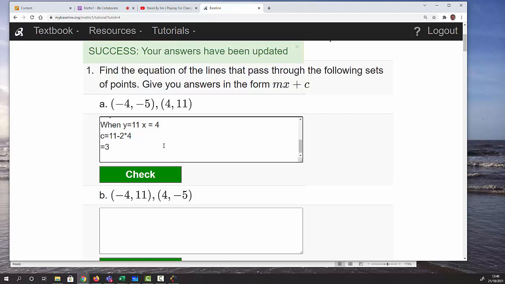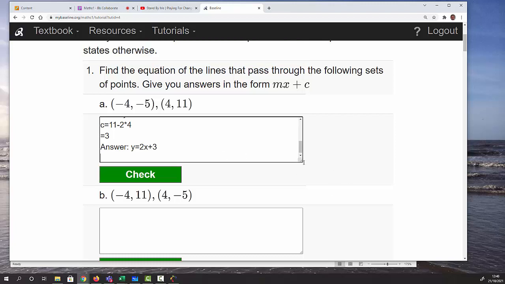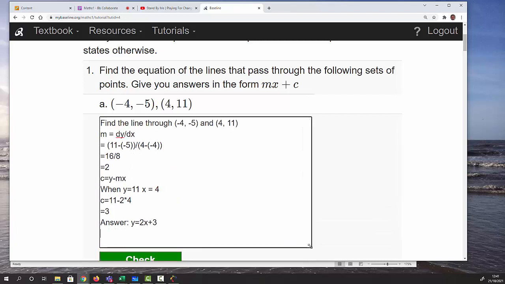At this point you can just go straight for the answer if you want. You can do a sanity check if you want. At the moment I'm not insisting on a sanity check, but that will be on your exam paper. So now I would say answer colon y is equal to, the gradient was 2, so it's 2x plus 3. When I press enter for the last time, my answer has been updated, so that is how you'd put the answer in. Let me make that a bit bigger, because you can stretch these things.